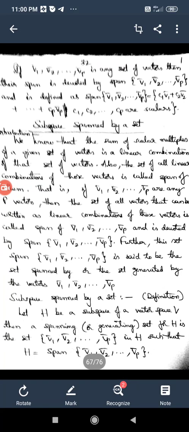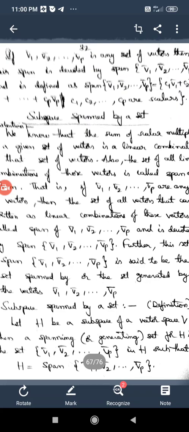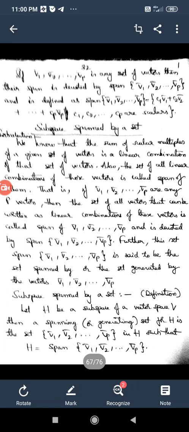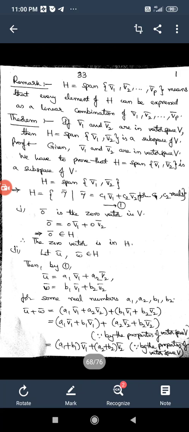Now subspace spanned by a set is defined like this. Let H be a subspace of a vector space V. Then a spanning or generating set for H is the set consisting of the vectors v1, v2, so on vp in H, such that H is equal to span of v1, v2, so on vp. That means H is a subset of the vector space V, and it consists of all the linear combinations of the vectors v1, v2, so on vp, and it is a subspace of the vector space V.